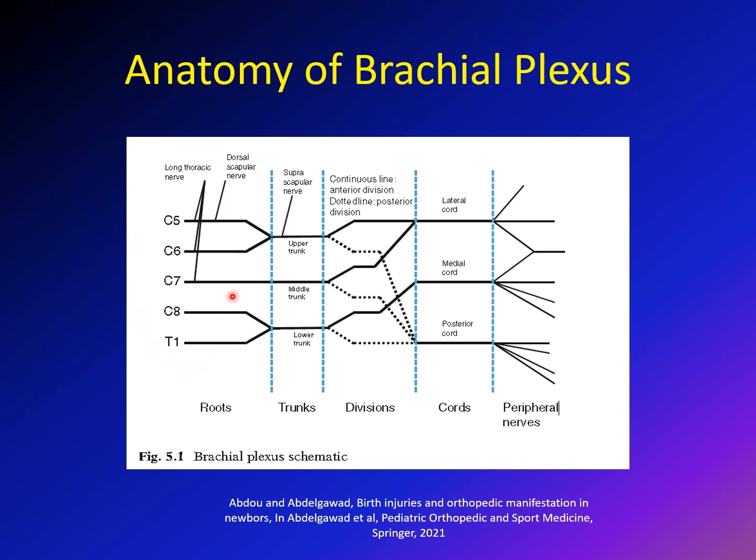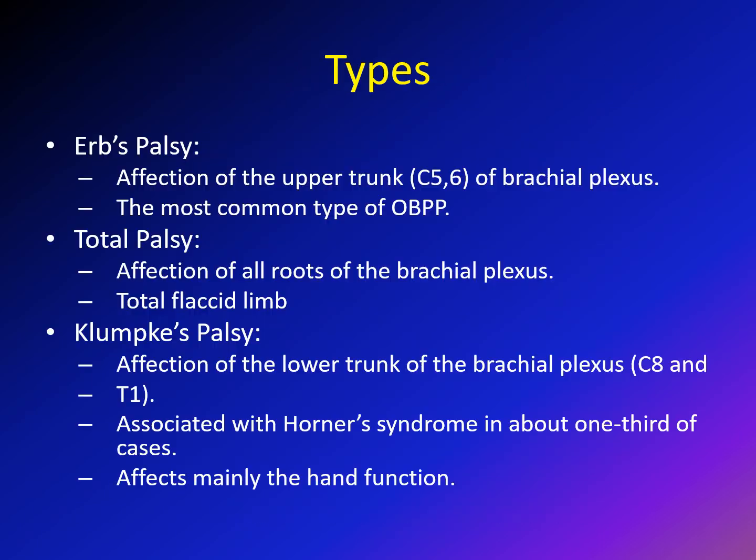So the brachial plexus is formed by C5 to T1 roots, which will form 3 trunks, upper, middle, and lower, and these trunks will give divisions. The divisions will give cords, and the cords will give nerves. What I'd like you to focus on here is this part. It's the upper trunk, which is formed by C5 and C6. The upper trunk, this area, is the area which, if injured, will cause Erb's palsy. So Erb's palsy is injury to the upper trunk of the brachial plexus, basically meaning C5 and C6.